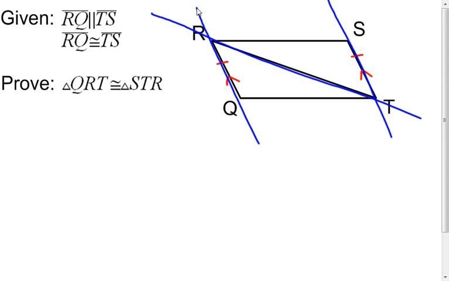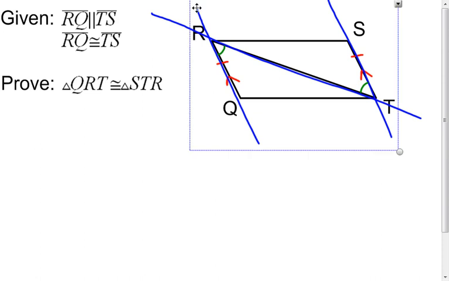Now, going back, I have my parallel lines. I see that I have a pair of alternate interior angles right here and here. Therefore, I know they're congruent, and they're also angles within the triangles. So this parallel line statement helped me come up with congruent angles in my triangles, which is going to be helpful. I look at my triangles now.